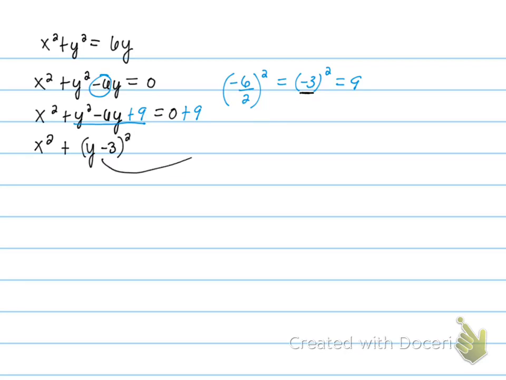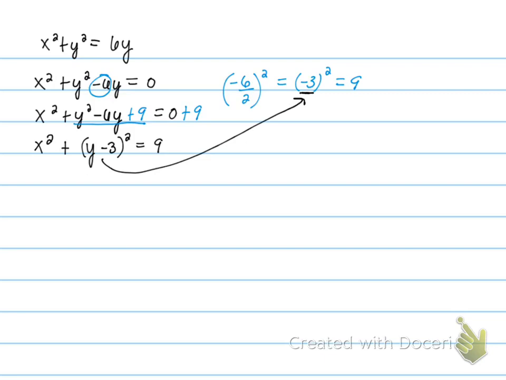So I know this -3 will match up here. And you can always double check it. You can go off to the side and write y minus 3 times y minus 3, and if you FOIL that out, you will get y squared minus 6y plus 9. Then over here on the right side, I still have a 9.